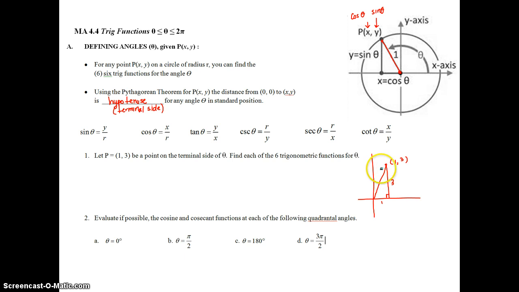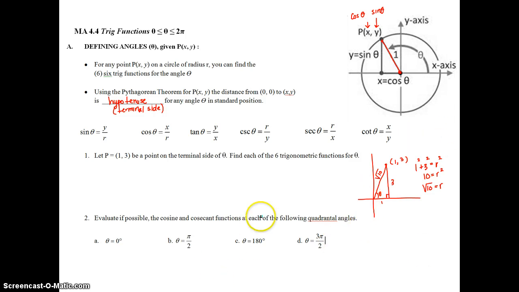And then, of course, we need to solve for this distance over here, and we would use the Pythagorean theorem. So 1 squared plus 3 squared equals r squared. So 10 equals r squared, and r equals root 10. Okay, so let's label that root 10. So this is theta. We don't know what theta is, but we don't need to know theta in order to find the sine, cosine, and tangent. We just need to know the opposite, adjacent, and hypotenuse parts of the triangle.